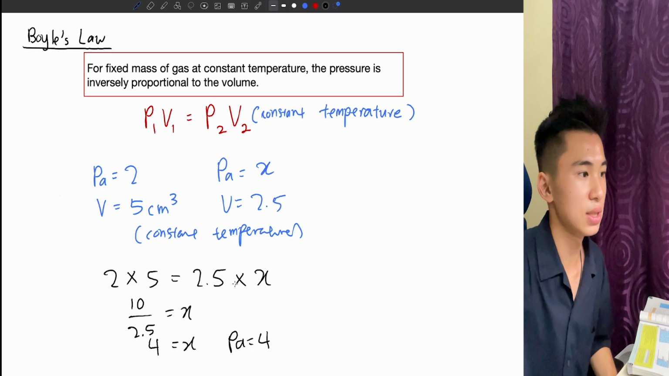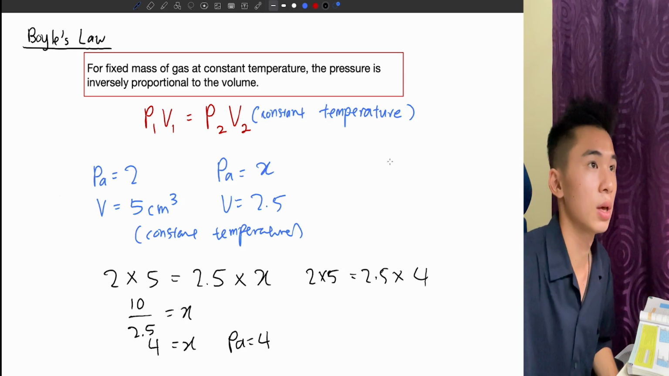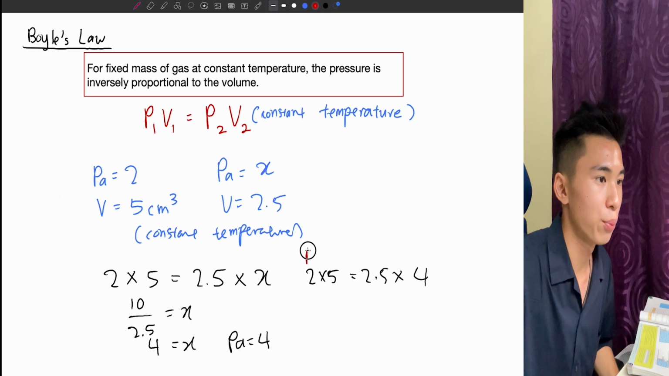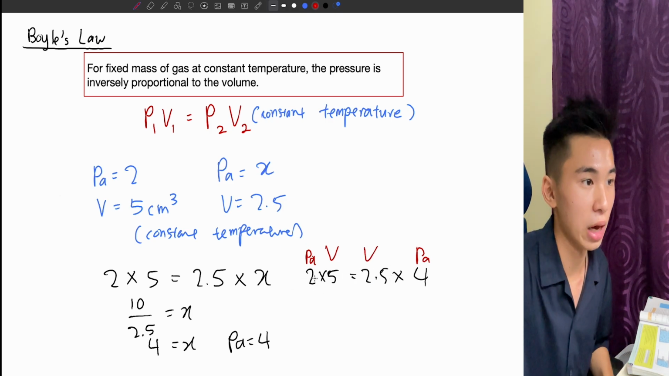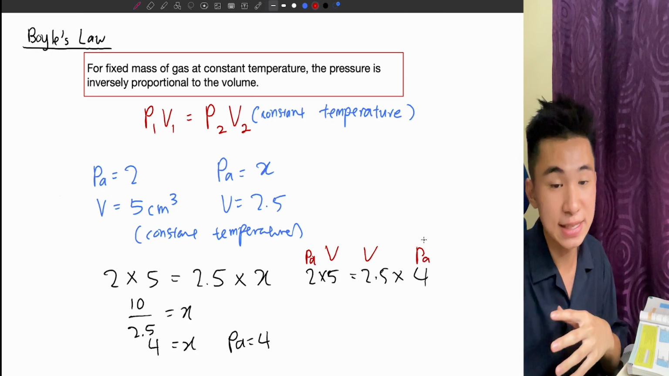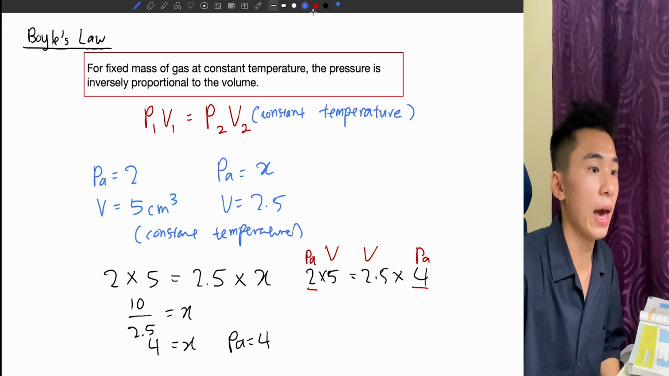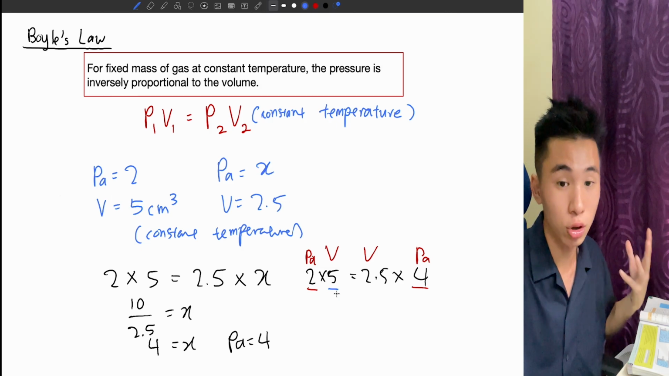So let's put this into the formula again. 2 times 5 equals 2.5 times 4. As you can see right here, the pressure and the volume. If we look at pressure, on our left hand side we have a lower pressure, and on our right hand side the pressure increases, so 2 and 4. And for the volume, we have greater volume on our left hand side, which is our initial volume.